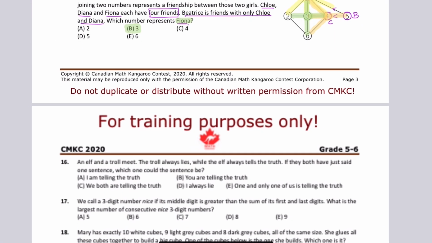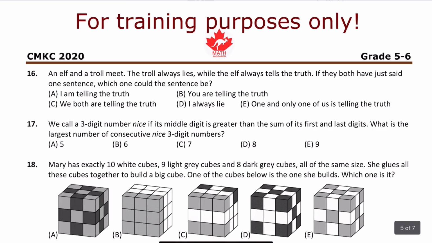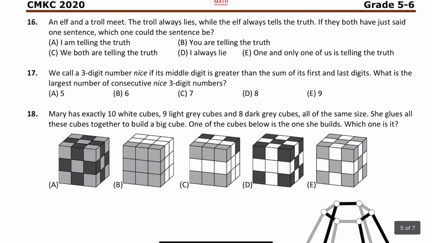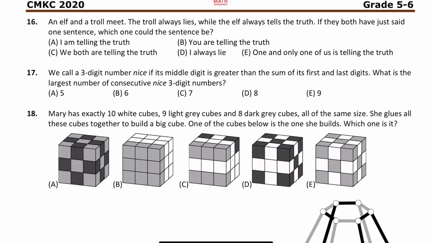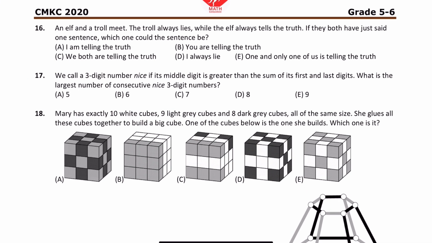Okay, let's do the next question. An elf and a troll meet. The troll always lies and the elf always tells the truth. If they both have just said one sentence, which of the sentences would be true? "I'm telling the truth." Well, the elf will say that because he does say the truth. And the troll, because he lies, can also say that because it's a lie. So this option can be correct. Let's look at other options.